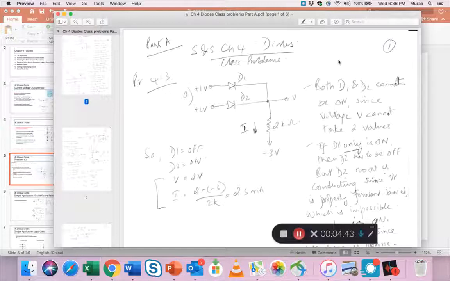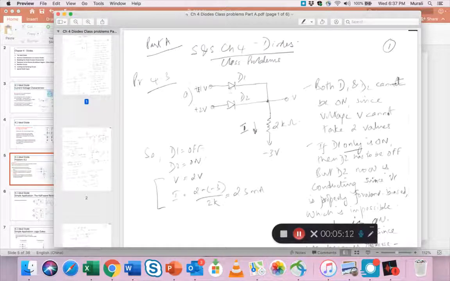Okay, so this diode circuit A has these two diodes D1 and D2. Which of them is on? First of all, the rules on the right side. I've got 3 rules scribbled there. I will read them so you don't get confused with my handwriting. First condition: D1 and D2 cannot both be on, since voltage V cannot take two values, right?